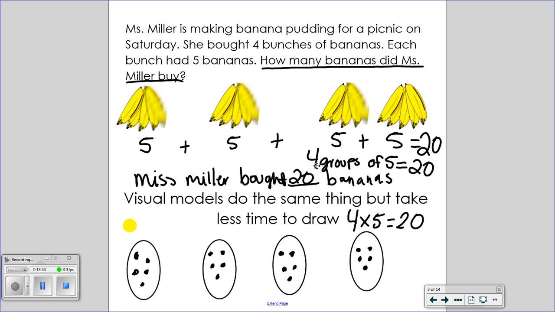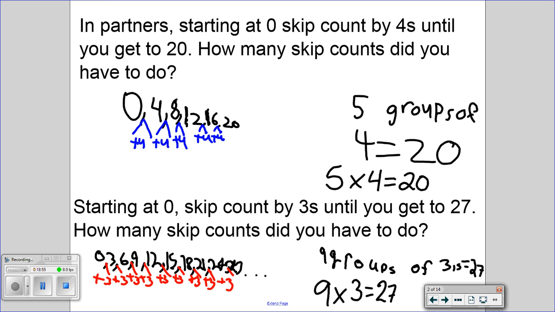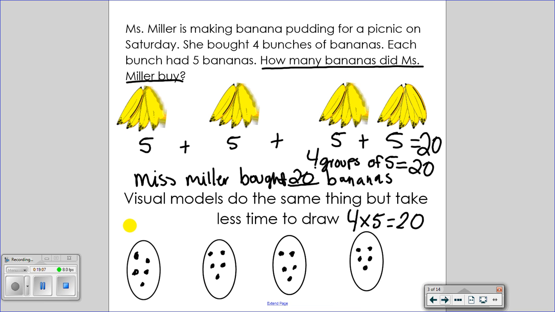Yes, you have been doing multiplication, but now you know what it looks like. It is not some weird made-up thing. You know how to multiply. You know what skip counting is. Skip counting is multiplication. You know what repeated addition is. Repeated addition is multiplication. And now you know what groups of is with our visual models.